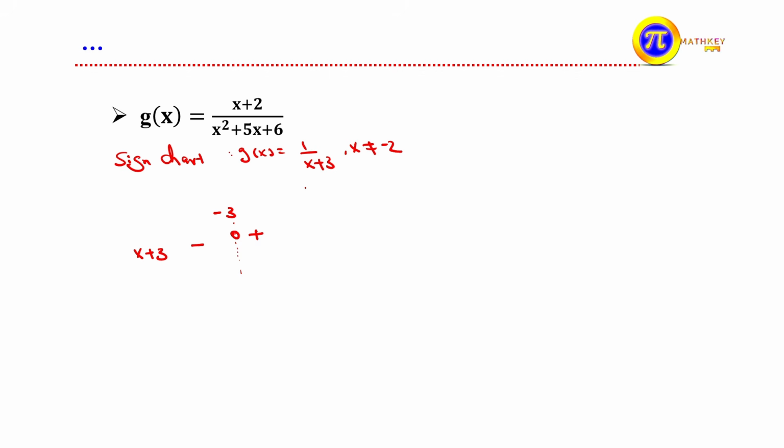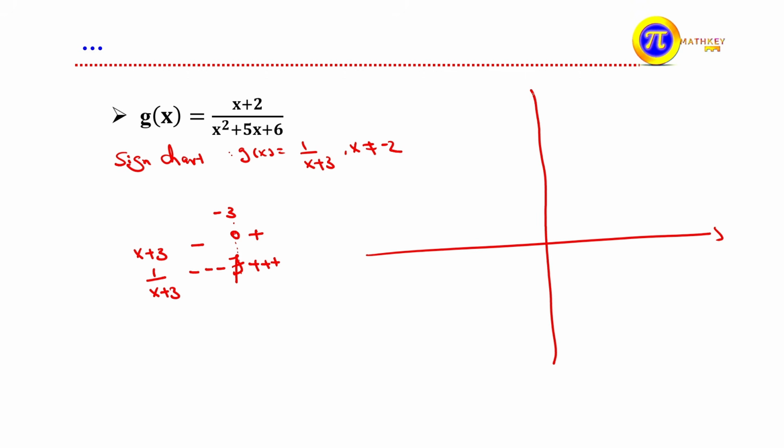1 over x plus 3 means the reciprocal of this number. So this is 1 over x plus 3. The reciprocal of negative is negative. Reciprocal of 0 is undefined. Reciprocal at the right side is positive. So we can sketch the graph of our function using these properties. With these properties applied we can sketch.